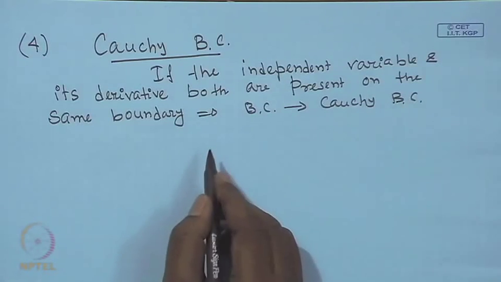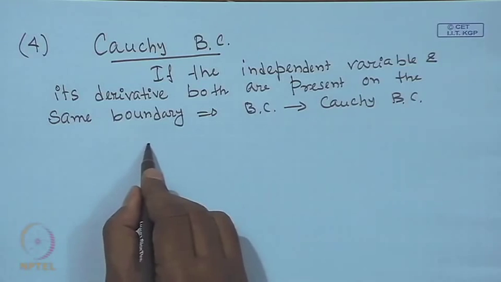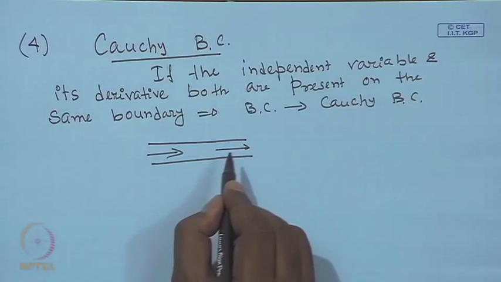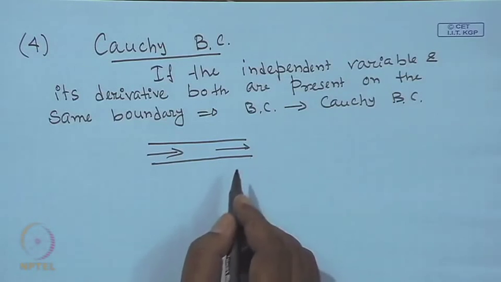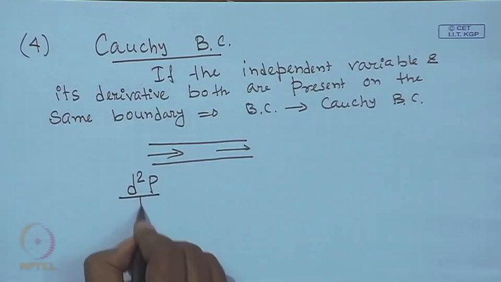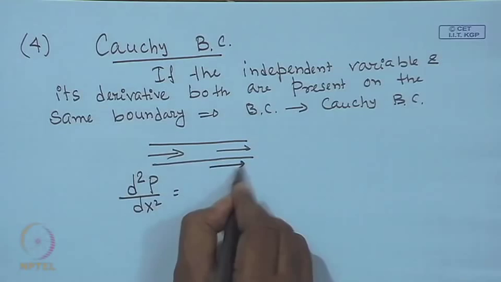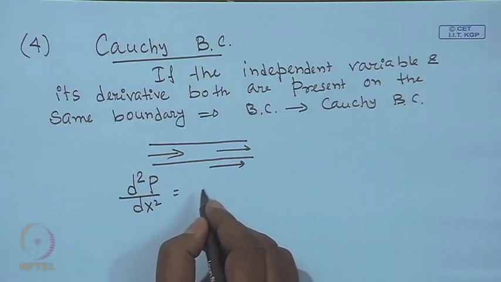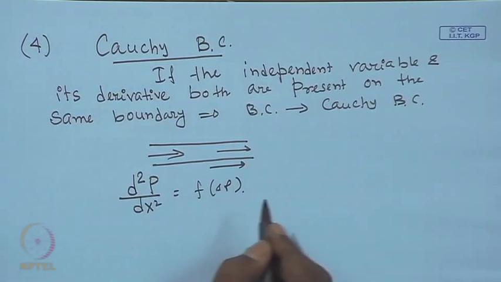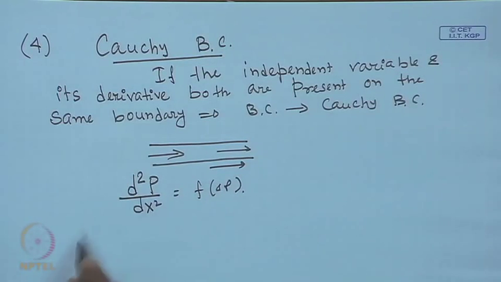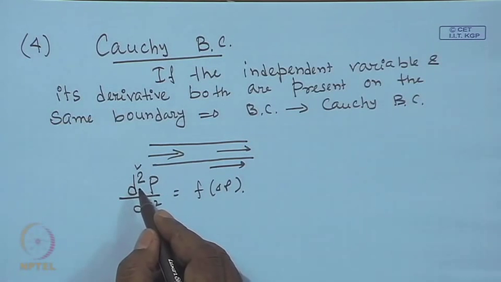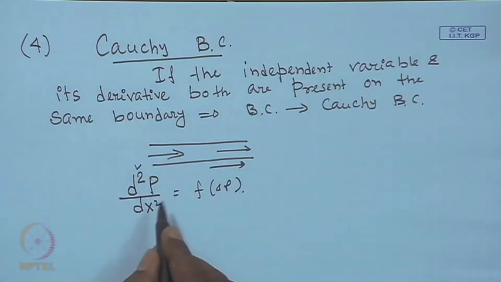Let me give you an example in a chemical engineering process. For example, suppose there is a flow occurring inside a channel and we are looking into the pressure drop profile. The equation will look something like this: d square p dx square is equal to some function, maybe a function of delta p. So, in order to solve this equation, since it is order 2, we have to have two boundary conditions specified at the boundary.